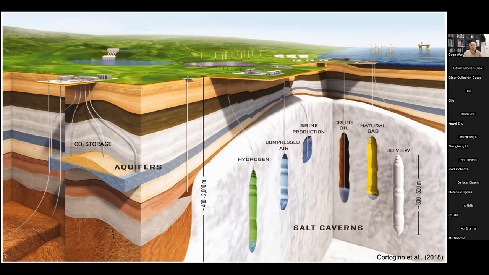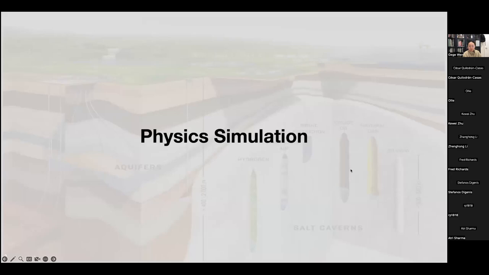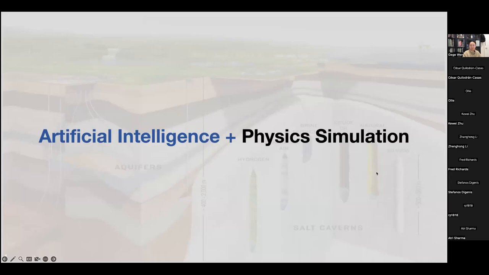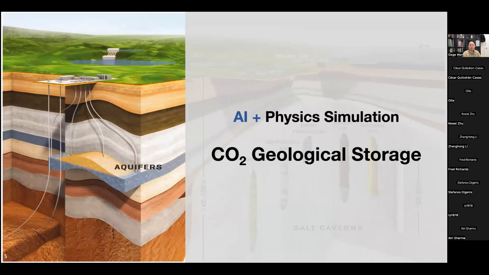This figure really shows that the subsurface will play a very important role during the energy transition. One common theme in these different subsurface technologies is physics simulation. We want to use physics simulation to simulate what's going to happen when we pump fluid into the subsurface, how much pressure buildup we will see, and where this fluid is going to go. My research lies in the intersection of artificial intelligence and physics simulation. Specifically, in today's talk, I will demonstrate how the capability of artificial intelligence can impact physics simulation through the problem of CO2 geological storage.